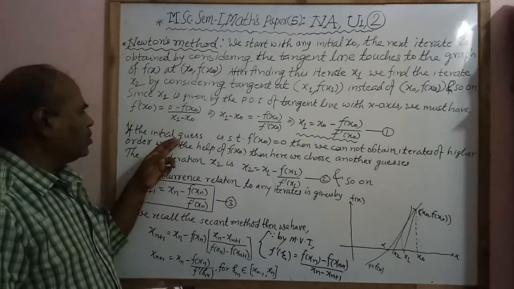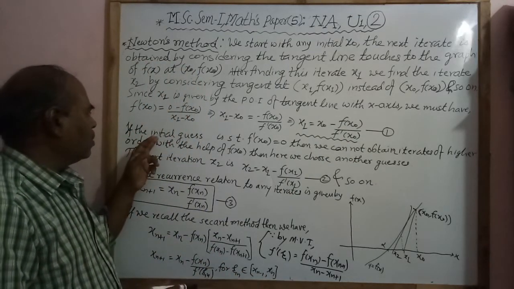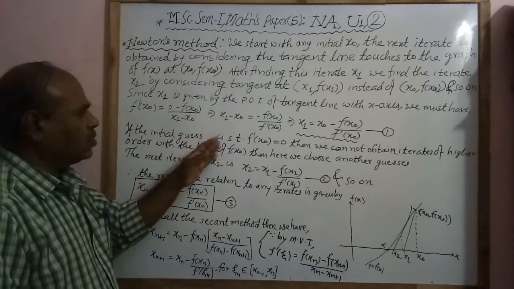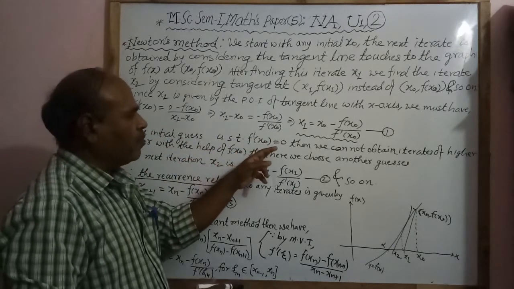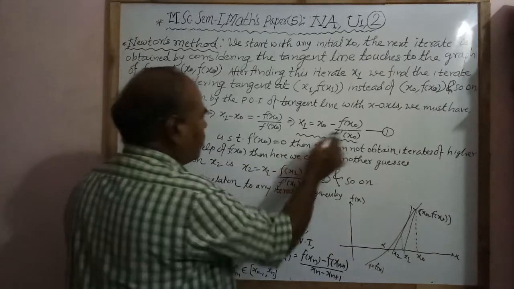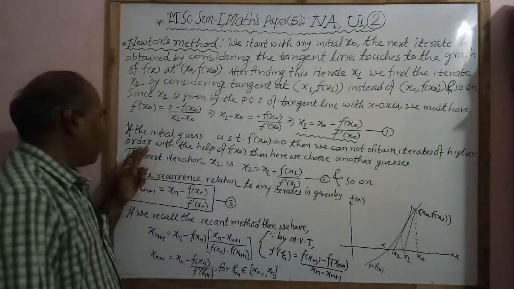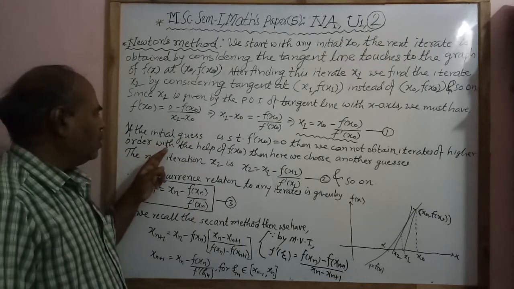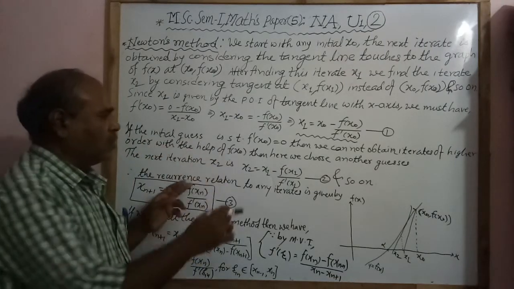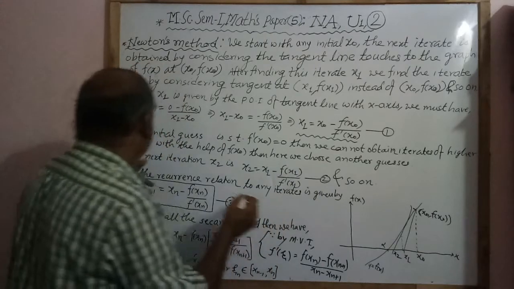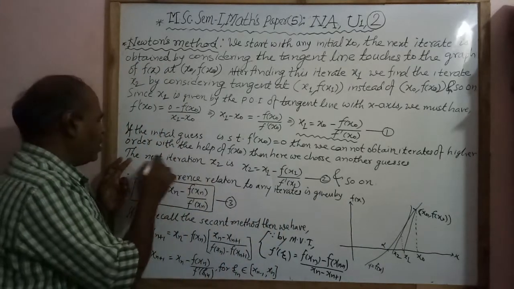If the initial point is such that f dash of x0 equal to 0, then we cannot obtain the iterates of higher order with the help of f of x0. Then we choose another initial point. We take the next iteration.